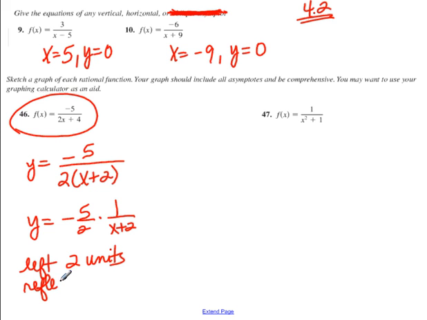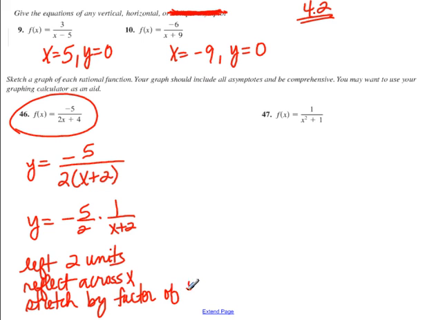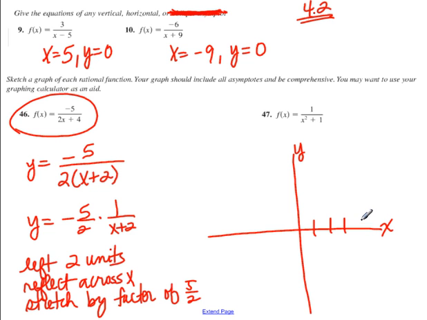reflect across the x, and then do a stretch by a factor of 5 halves. Okay. So if you wanted to look at that graphically, understand the vertical asymptote is going to be moved. It's going to be moved to -2.